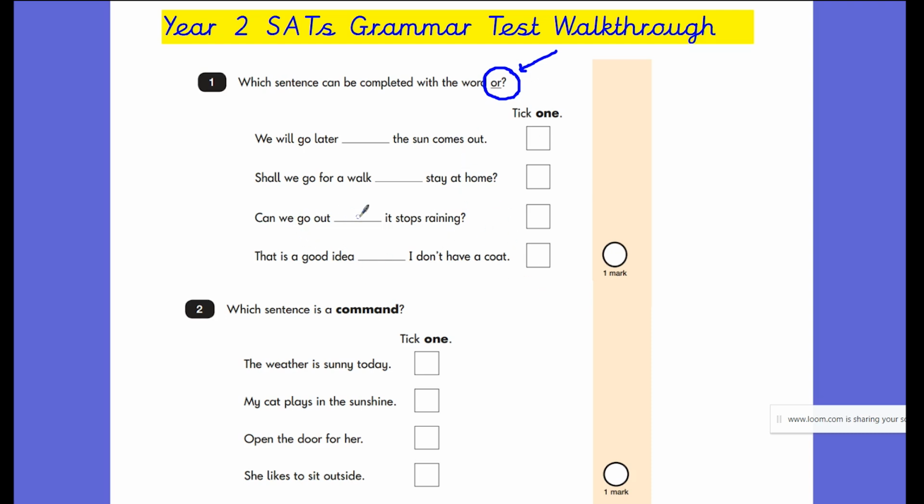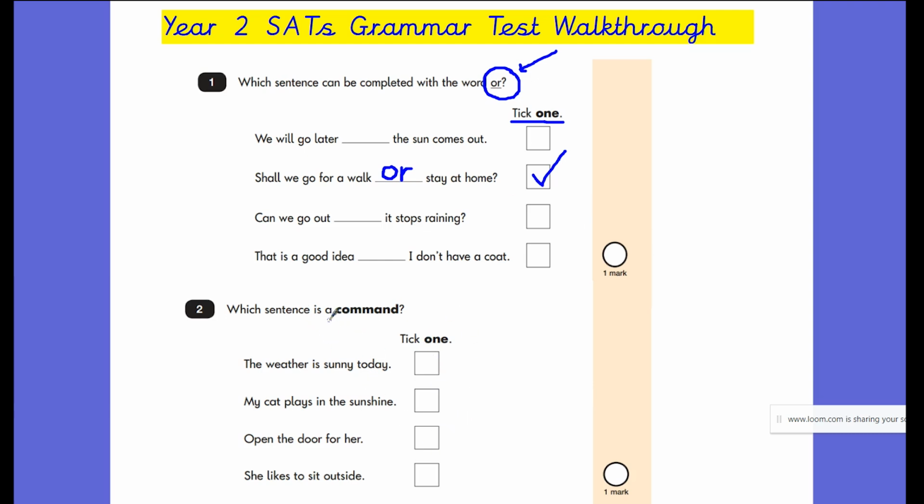Can we go out or it stops raining? Doesn't quite make sense. That is a good idea or I don't have a coat. Neither does this one. So the conjunction or is actually one that gives us an option of doing two things. So shall we go for a walk or stay at home? Notice as well it says tick. So the children are not actually writing it in here. I just wrote it in so you could see, but they must actually tick the box to get that correct answer. Most of these questions are actually tick box questions.